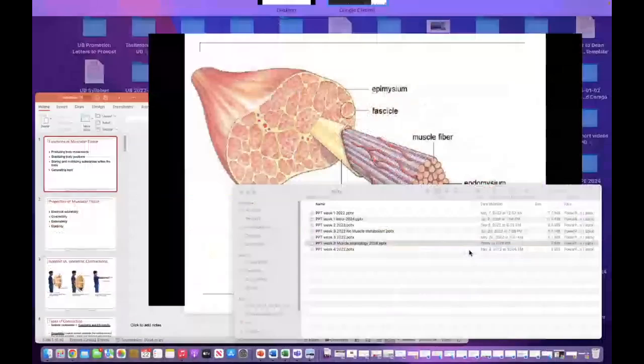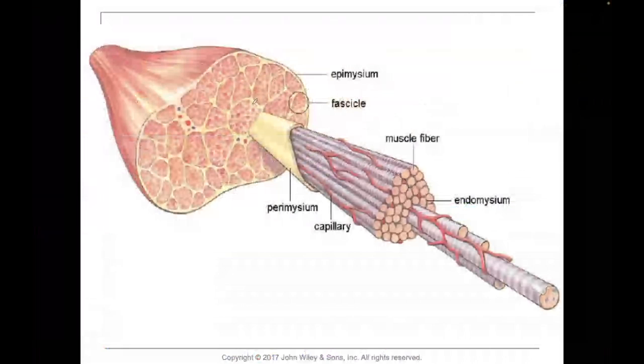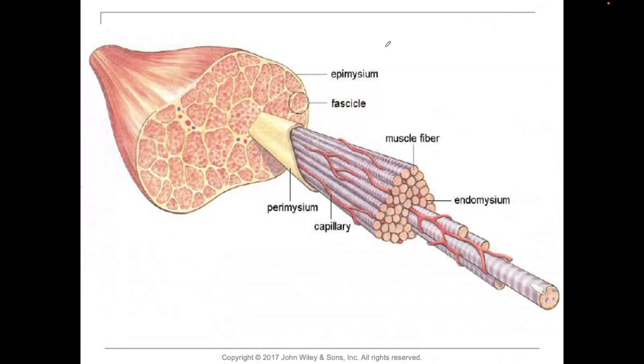Let's take a look at the muscle histology. There are some key words to familiarize yourself with. You're going to hear the term endomysium, perimysium, and epimysium. So when we look at muscle, muscle is made of fibers.